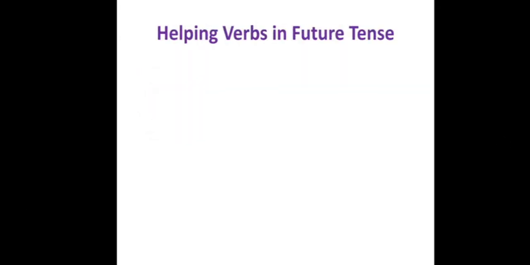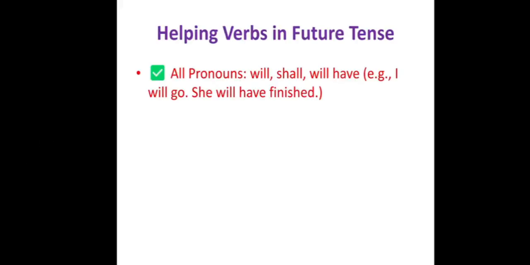Helping verbs in future tense. When talking about the future, we use helping verbs like will, shall. All pronouns use the same verbs, will, shall. Example, I will go, or she will have finished her work by tomorrow. Future tenses are easy because the helping verbs remain the same for all pronouns.